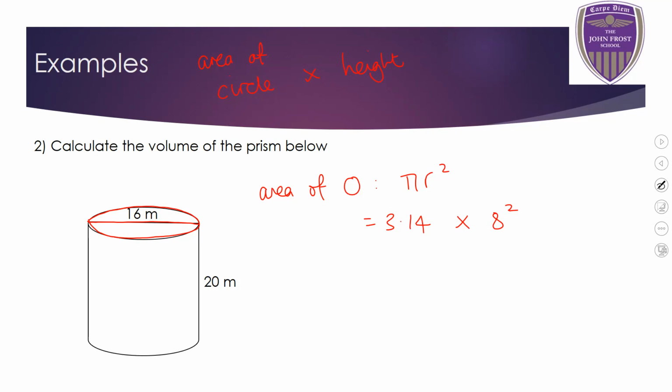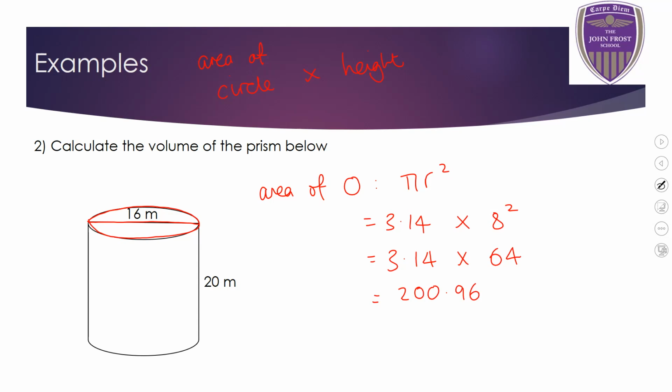So we should be doing 3.14 times by 8 squared. Again, that's not 3.14 times 16, is it? 8 squared is not 16. 8 squared means 8 times 8, so 64. So 3.14 times by 64. If you want to challenge yourself, which you should be, then don't use a calculator, just work it out using the box method.